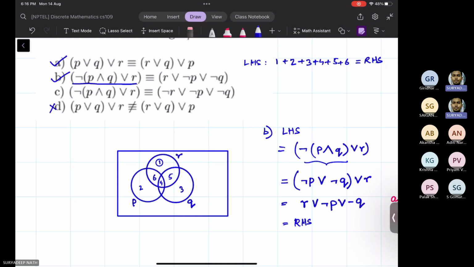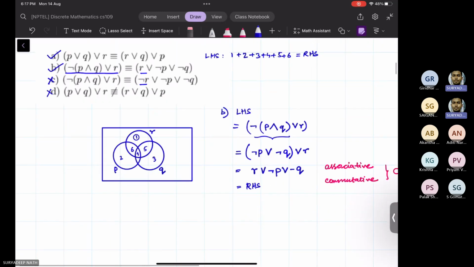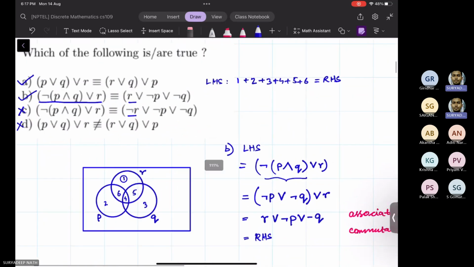So if you see B and C, the left hand side is the same, but the right hand side is different. So you have R over here and negation of R over here. So that's why if B is correct, C cannot be correct. So C is wrong. So A and B are the right answers for this question. You're right. So let us move on to the next question.